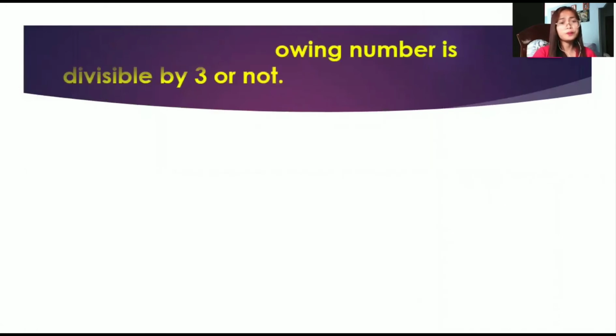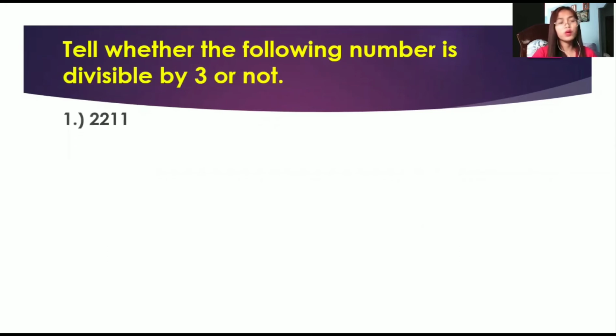So, atong tanawon kung nasabtan ba ninyo ang atong giyaw-yaw diring nakita. So, tell whether the following number is divisible by 3 or not. Okay, let's have number 1, 2,211. Number 2 is 603. Number 3 is 4,431. And number 4 is 401. So tell me whether the following number is divisible by 3 or not.